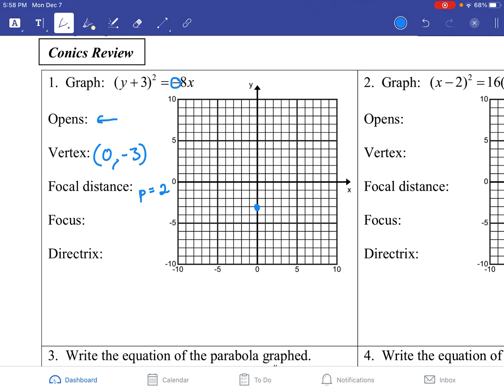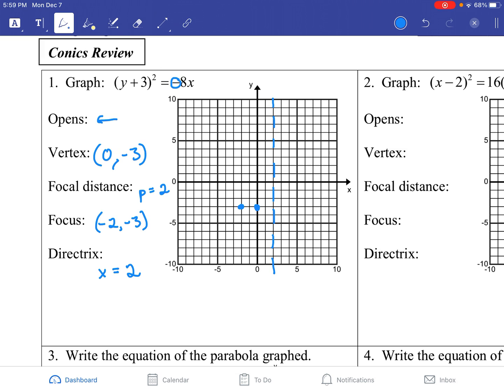Since you're going to the left by 2, to find your focus point, you put a point there. That focus point is going to be at -2, -3. Your directrix is going to be on the opposite side of your vertex. It's going to be a vertical line, in this case 2 away from the vertex. That line is going to be x is equal to 2.